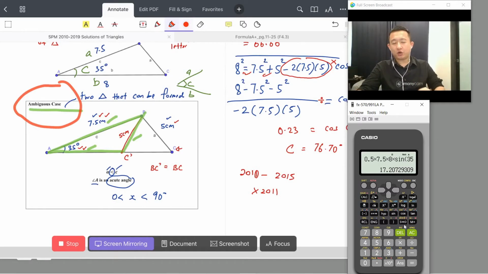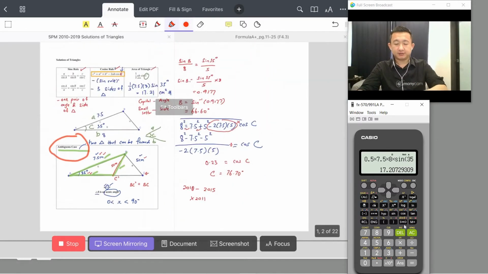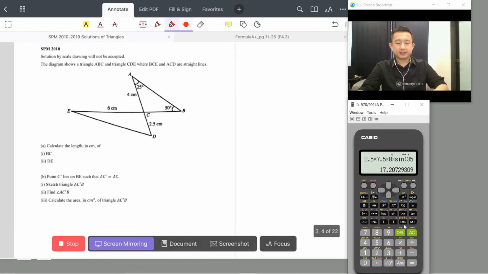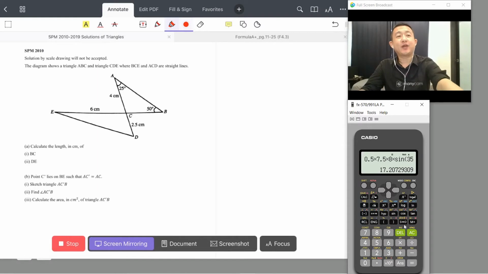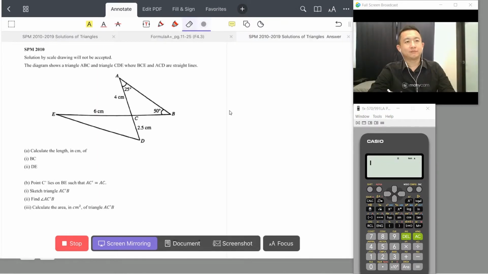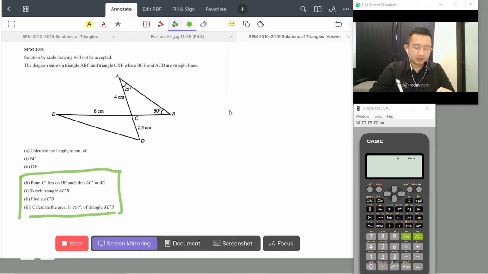Now let's have a look at how you solve the ambiguous case. I'll show you some keywords to help you identify it. Okay, now this is SPM 2010. The diagram shows a triangle ABC and triangle CDE, where BCE and ACD are straight lines. So you have part A and also part B. I'm telling you that part B is about the ambiguous case.